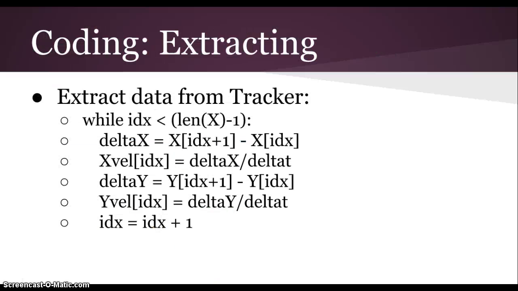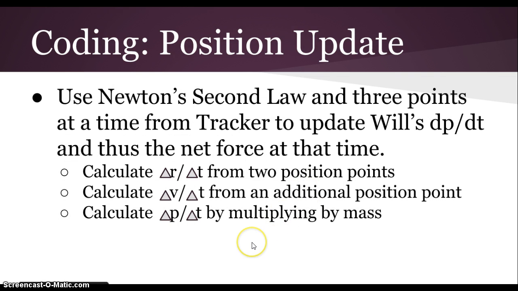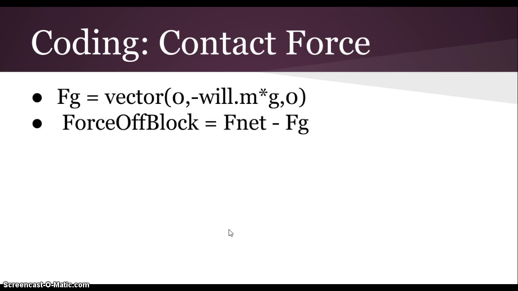So first I needed to extract my position data from Tracker and Python, so I just used this handy dandy while loop. And then I used Newton's second law and 3 points at a time from Tracker to update Will's change in momentum over change in time, so thus I was able to have a net force at every 3 position points. So first you need 2 position points just to have a velocity, and then you add in another position point to have a change in velocity over change in time, and then by multiplying that by the mass, you have your change in momentum over change in time.